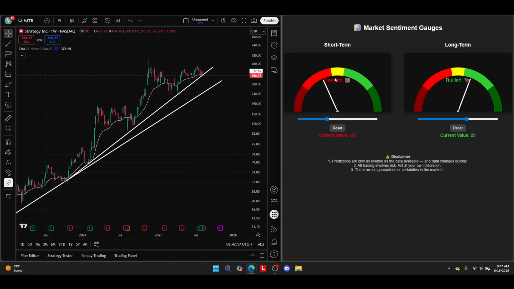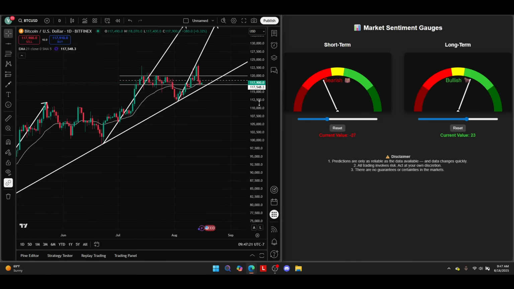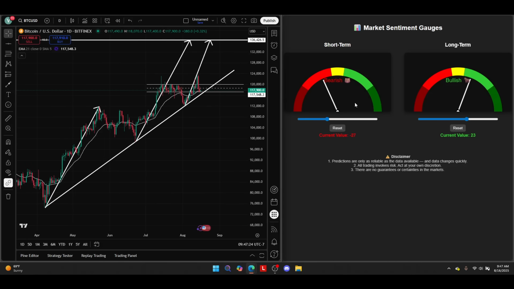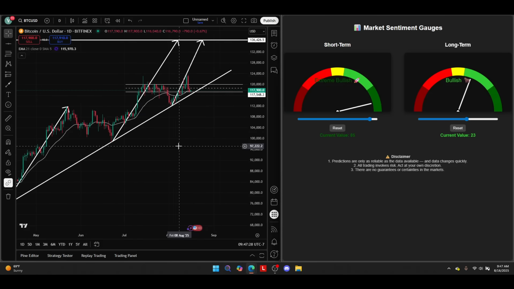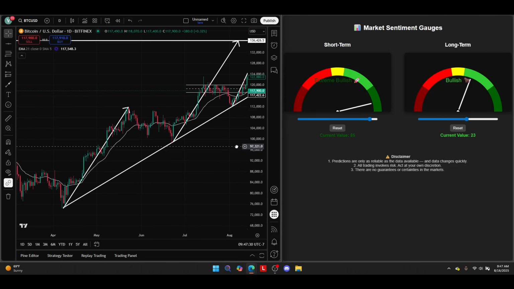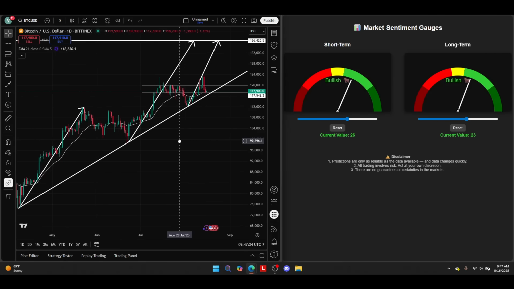So long-term still bullish, short-term bearish. So that's everything I want to see on the MSTR chart. Bitcoin, this is different. In the short term, it was looking pretty bullish. I would say it was extremely bullish just right here, right? When that breakout happened, it was looking pretty good, and now it's just bullish. So I would say it's just bullish still.